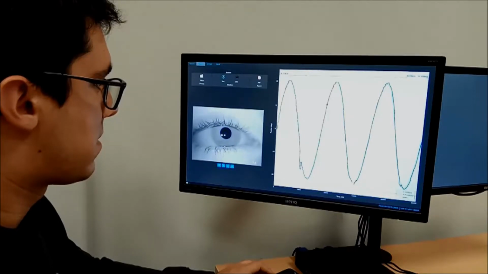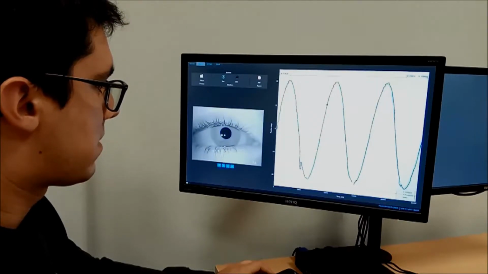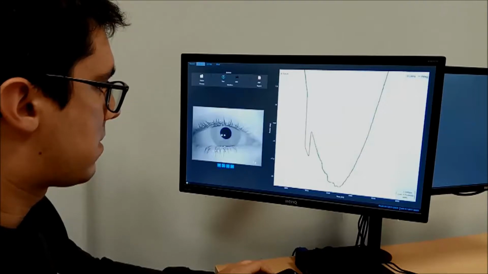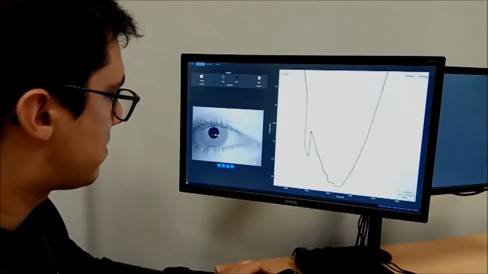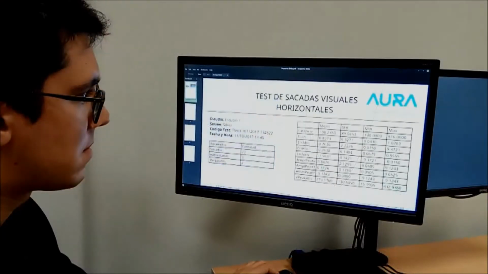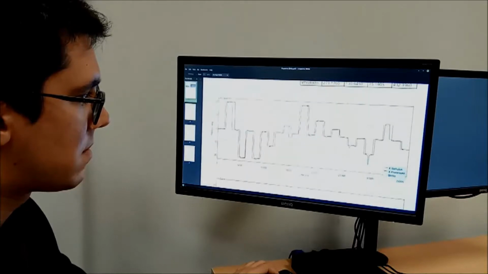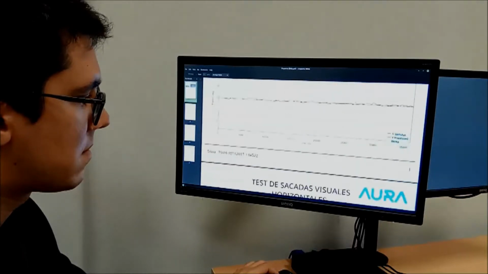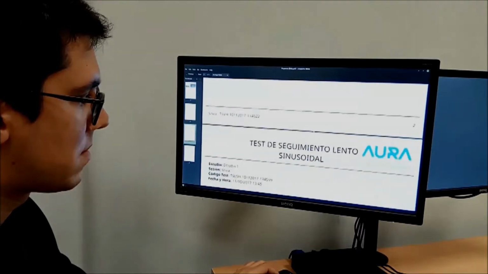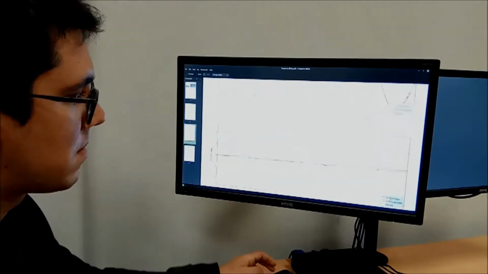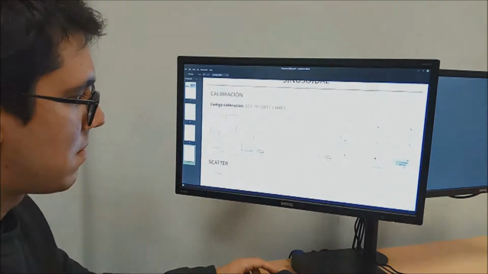Since the videos are stored in the computer, the specialist can see the recorded video with its corresponding graph synchronized. It allows to analyze in depth the patient's response during the test. When the tests are finished, a report is generated automatically, showing the results and highlighting the most relevant parameters, such as response time, precision, and number of microsaccades.